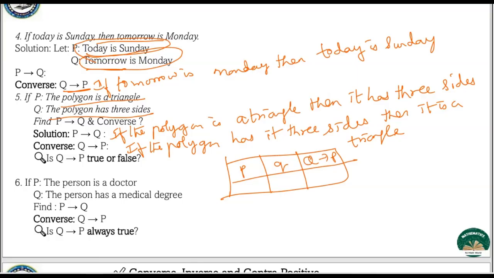So P is, it is a polygon. It is a triangle, therefore the polygon has three sides. It is also true. Whenever it is an implication, only TF will be F. Otherwise, the answer will be T.